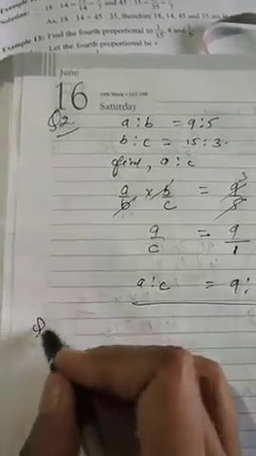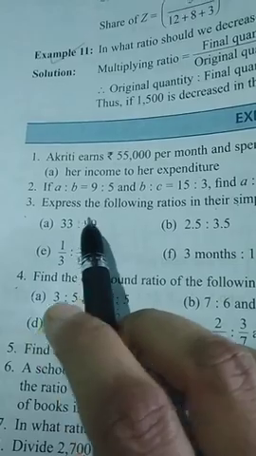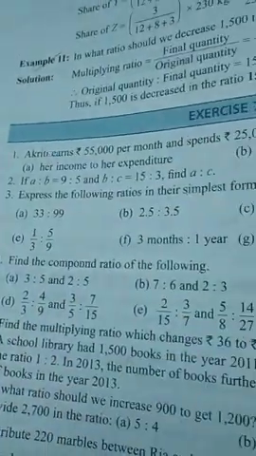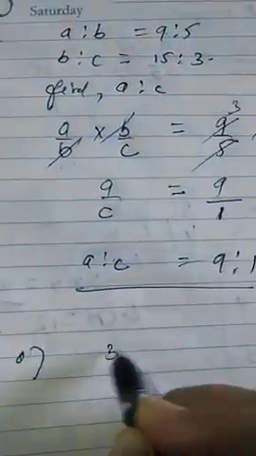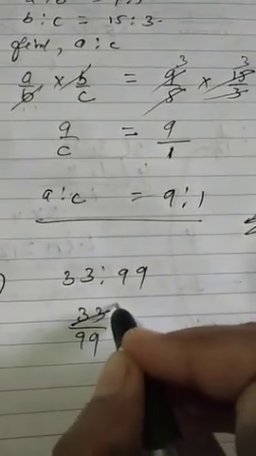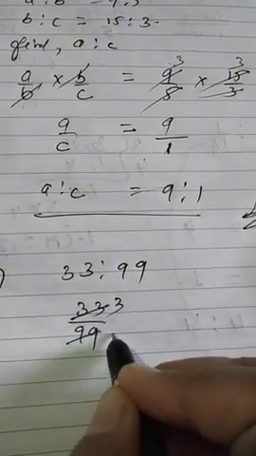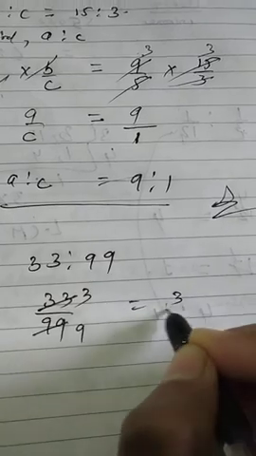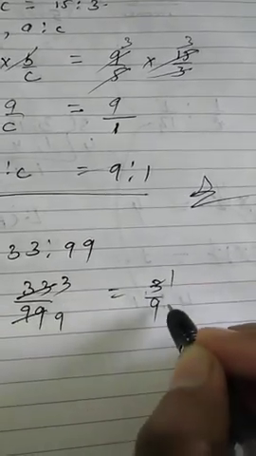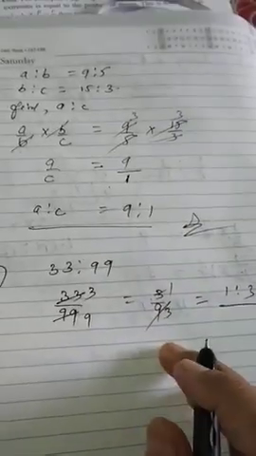Okay, now question number 3. You have to express the following ratio in the simplest form. How can you express it in simplest form? Very simple. I have given you just now two examples. 33 by 99. By the table of 11, 3 11s are 33, 9 11s are 99. So 3 by 9, 3 1s are 3, 3 3s are 9. Okay, 1 is to 3 is the simplest form.